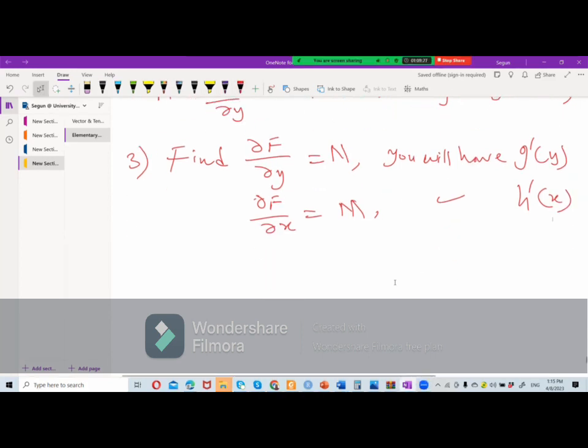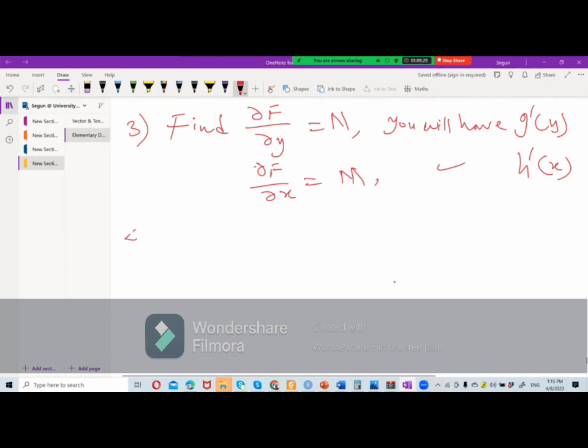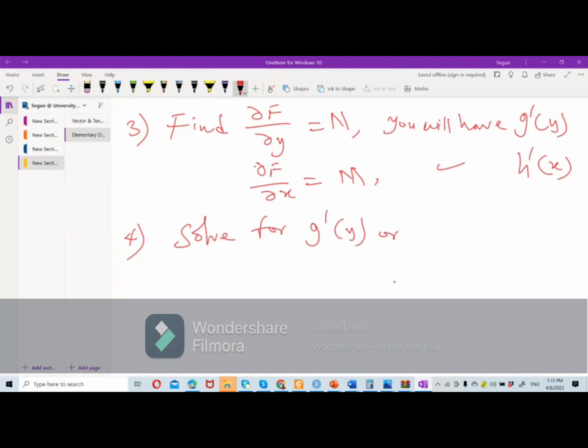So step 4, solve for g prime of y or h prime of x. It depends on which one you are using. If you use f of x, or if you use the f dy, or you use the f dx, solve for it.